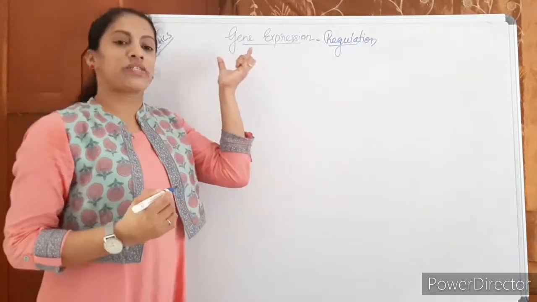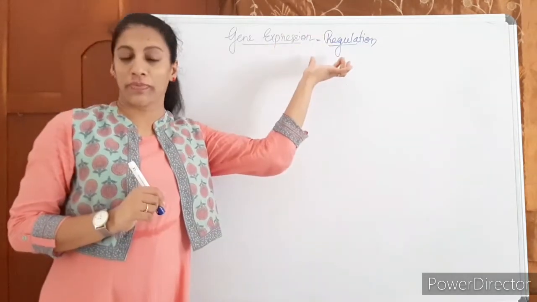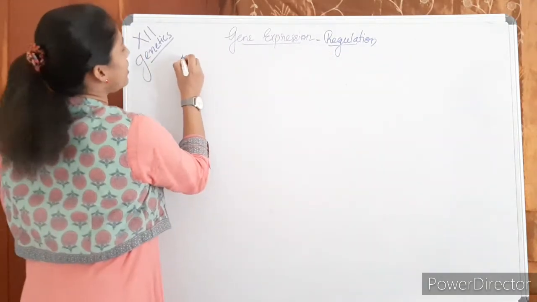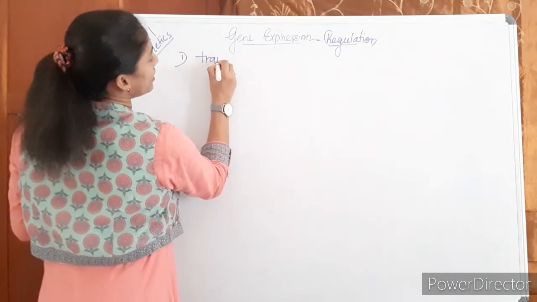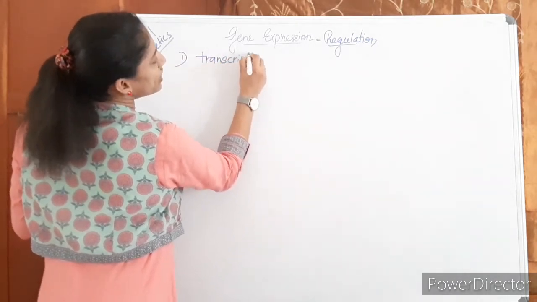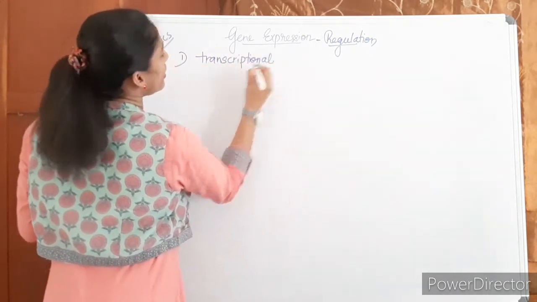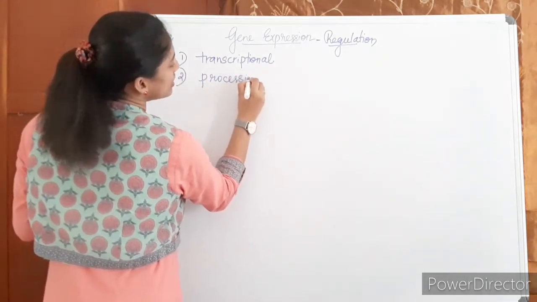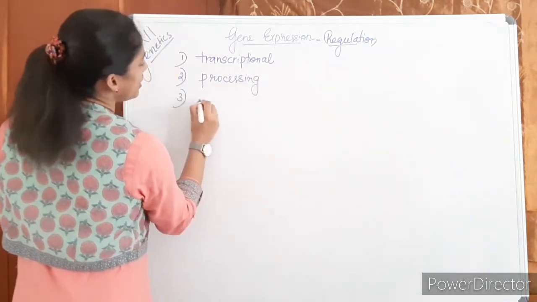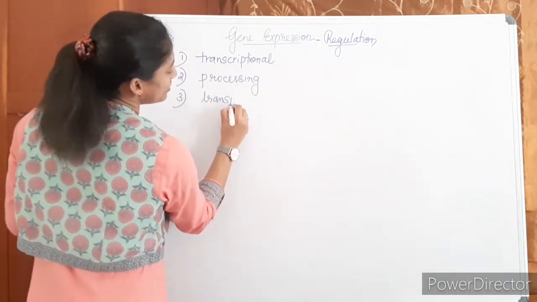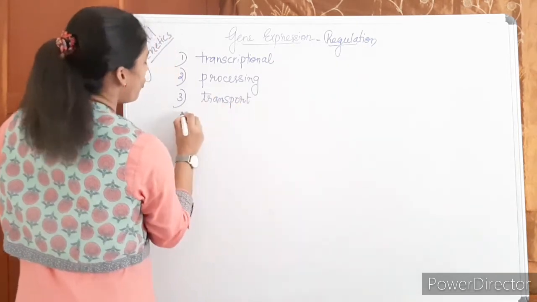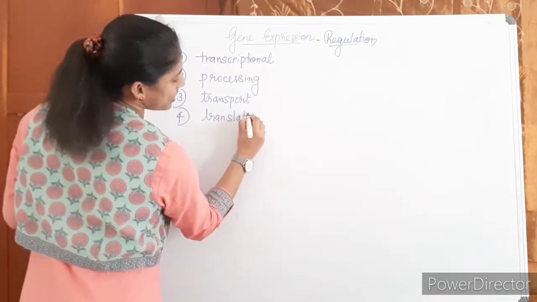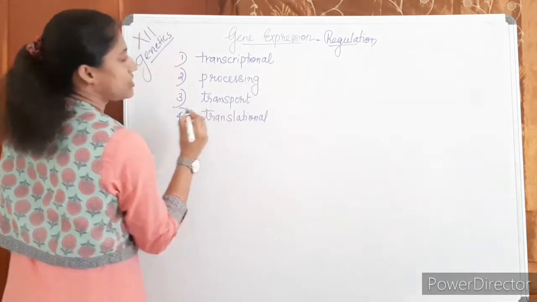See, gene expression regulation can take place at 4 levels. That means the first level is the transcriptional level. Gene expression can be regulated in the transcriptional level. Second, in the processing level. Third, in the transport level. And fourth, in the translation level. Translational level. What do you mean by this?